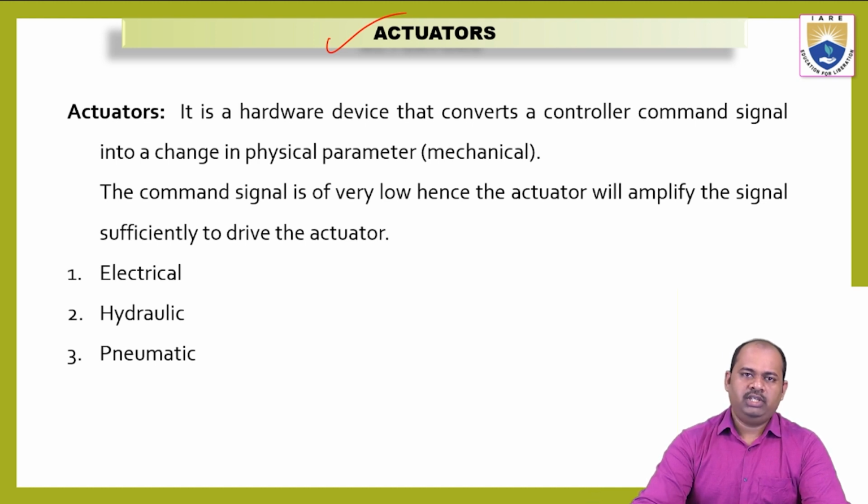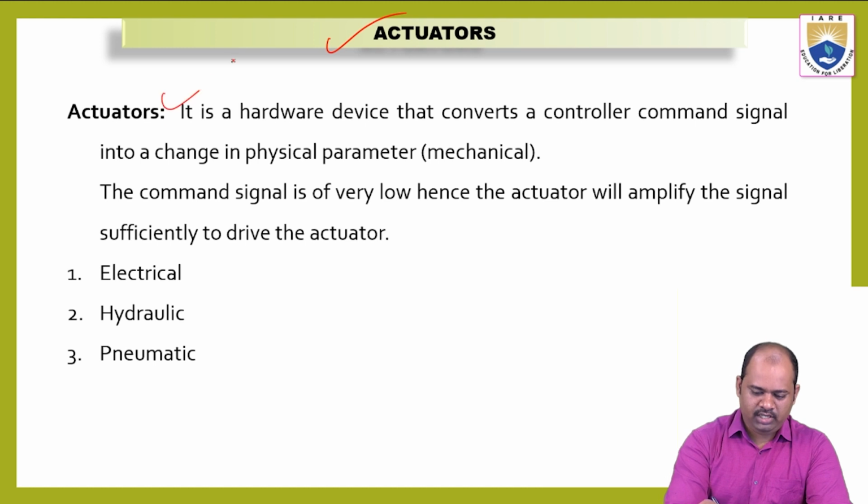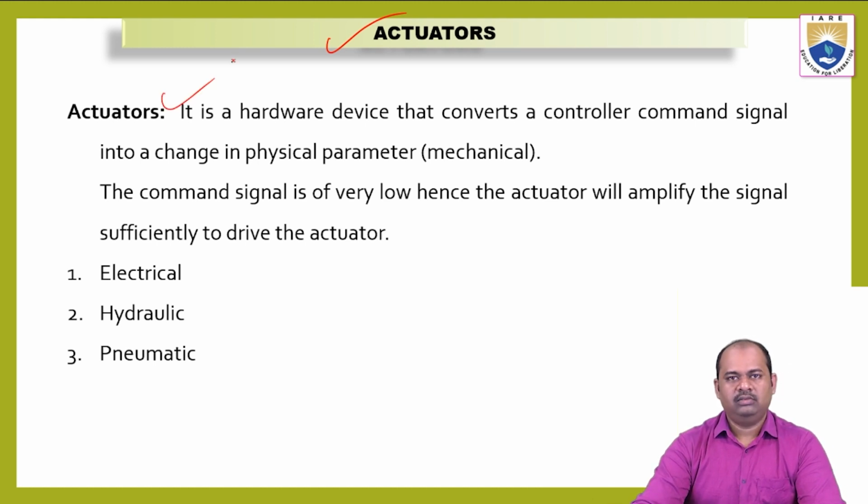Okay, so the actuator takes the signal from the controller and converts that into a physical parameter. We have the definition here. It is a hardware device which can convert a controller command, whether the controller will be sending some controlling signals, into linear motion or rotational motion.